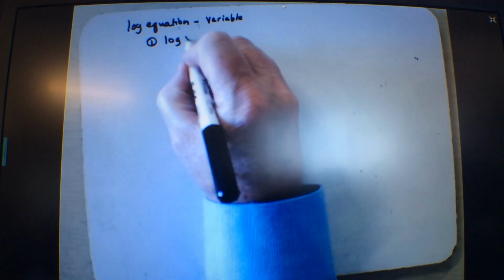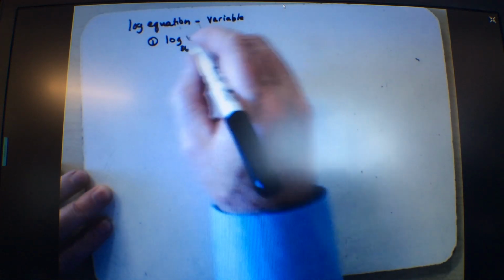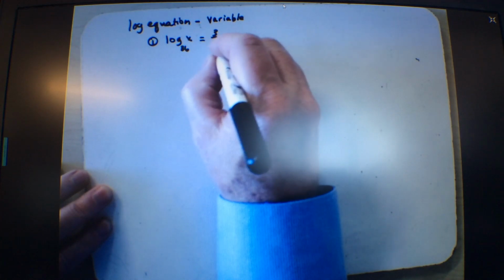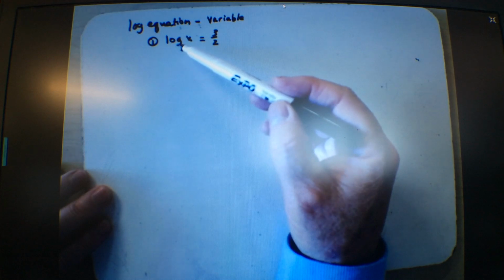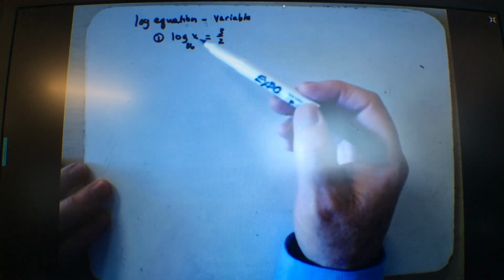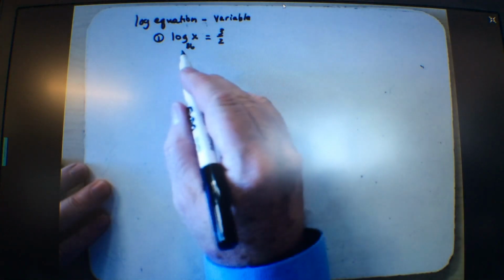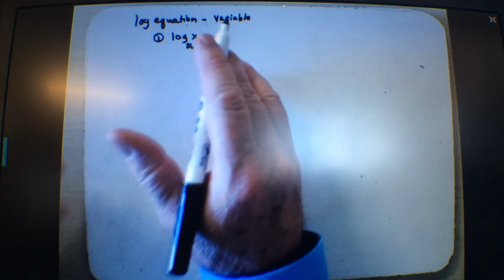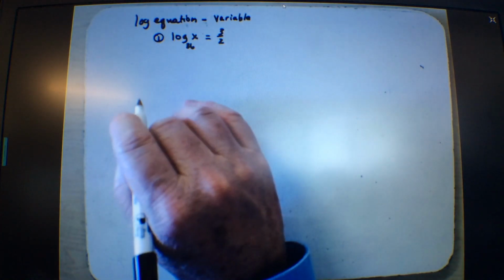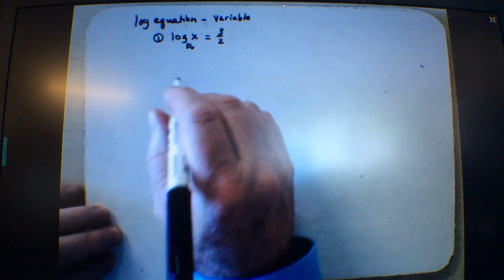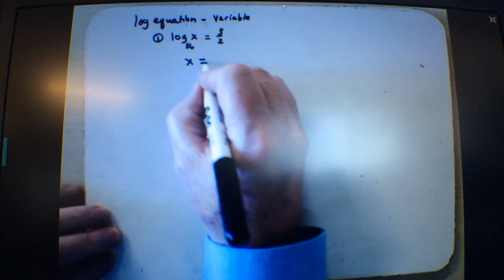Here is an example of a log equation. The log of x base 36 equals 3 halves. This is a log equation because it does have a logarithm, and the variable is in this position. I know that you guys are used to writing it in an exponential way, a certain way, but it's best if you do it this way because the inequalities are coming. Leave the x on the left side.